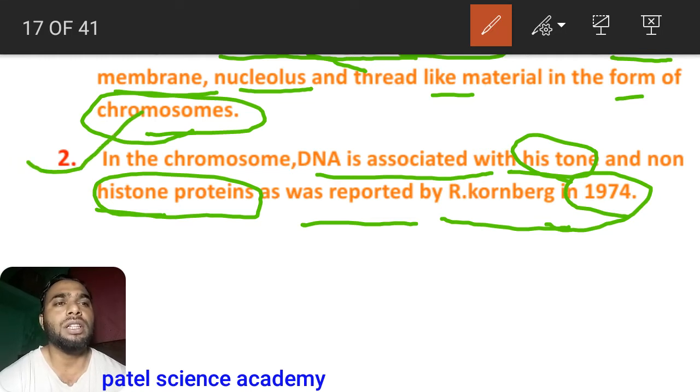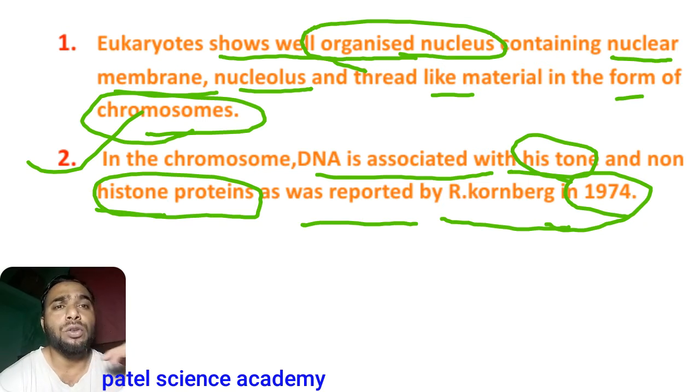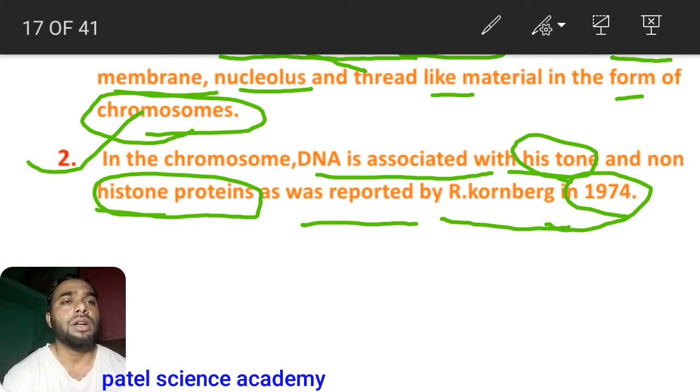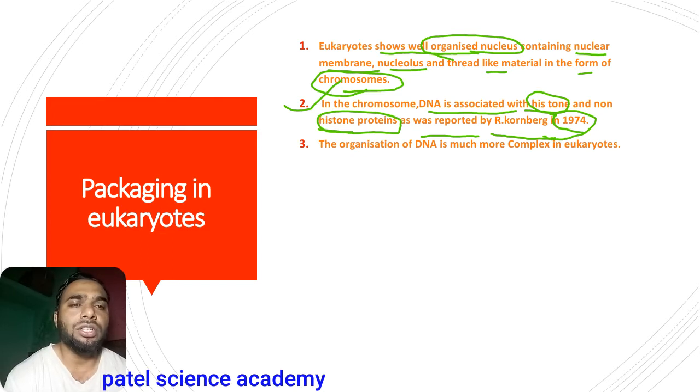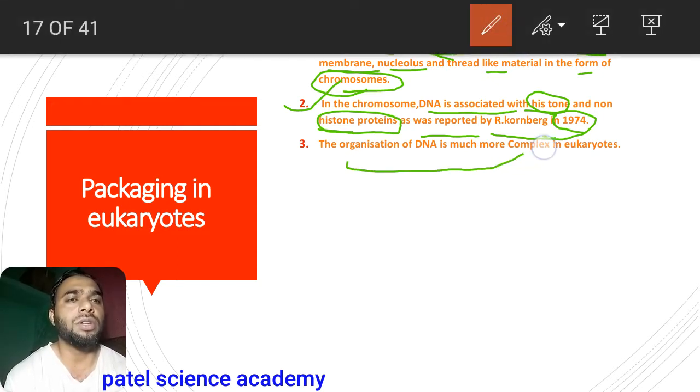Here we have seen 2 points regarding the eukaryotes. Point number one, the eukaryotes show a well organized nucleus which contains the nuclear membrane, nucleolus, and the thread like material that forms the chromosomes. And one more thing regarding this topic: in this cell, the chromosomal DNA is always associated with the histone protein and non-histone protein, which was reported by R. Kornberg in 1974. Dear students, now we'll see point number three. The organization of the DNA is much more complex in the eukaryotes than in the prokaryote cell.